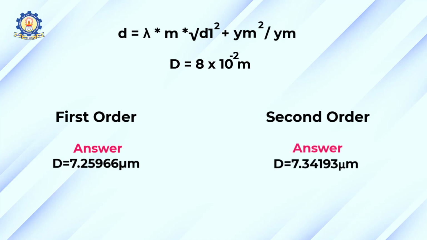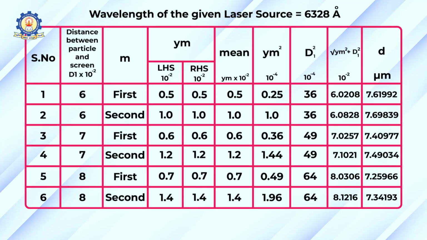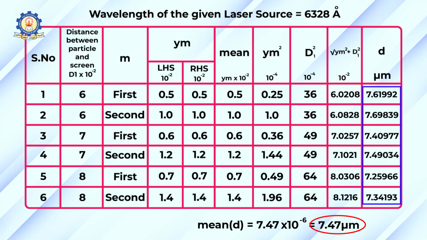and second order gives 7.34193 micrometer. Then finally, after taking all the readings, all the particle size values, we have to take the mean value: add all the 6 values and divide by 6. The mean particle size d equals 7.47 into 10 power minus 6 meter, that is 7.47 micrometer. So the particle size of the given lycopodium powder is 7.47 micrometer.